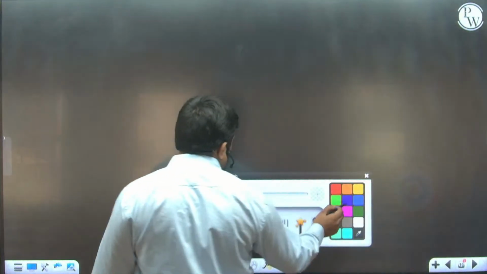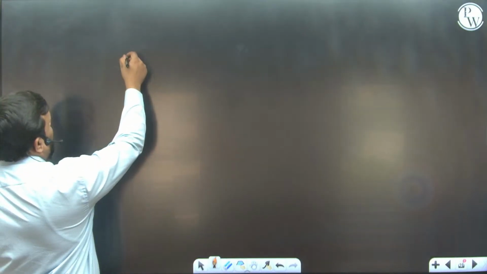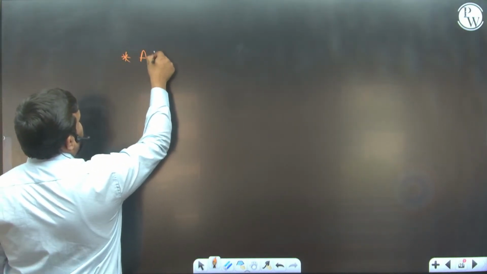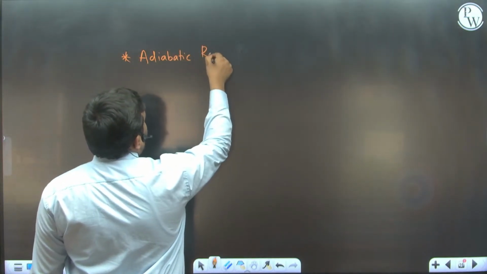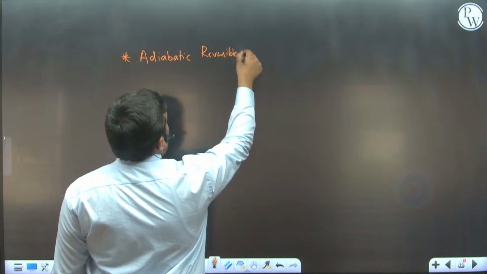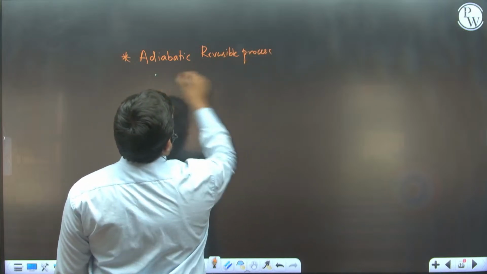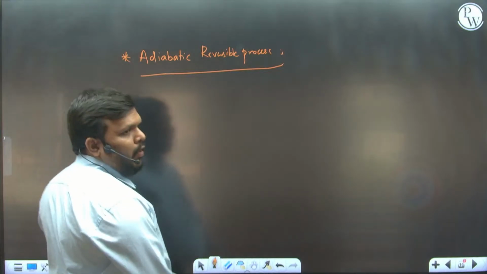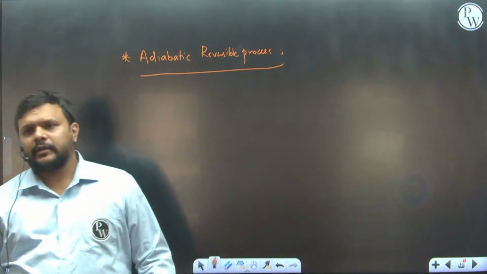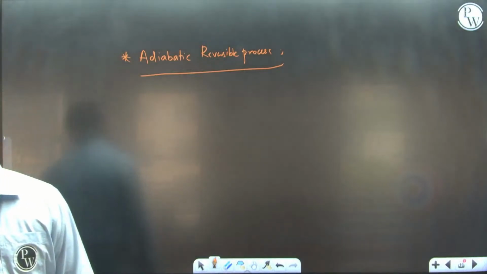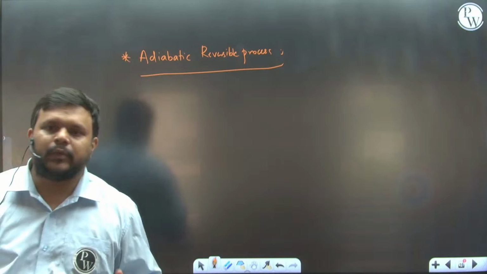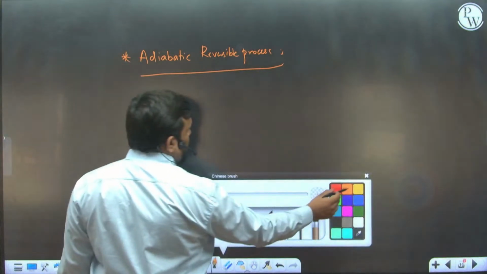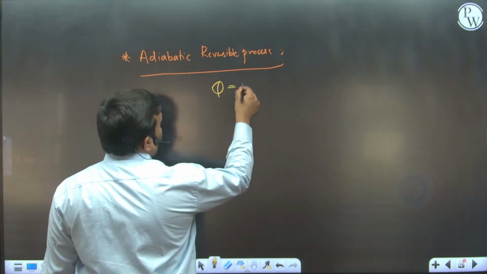We were talking about the isothermal process. Now let us talk about the adiabatic process. Adiabatic reversible process. Already I told you that in the adiabatic process we will be having an isolated system, that means heat exchange will be equal to 0. So Q is equal to 0 over here.